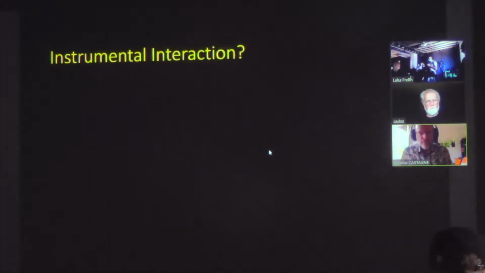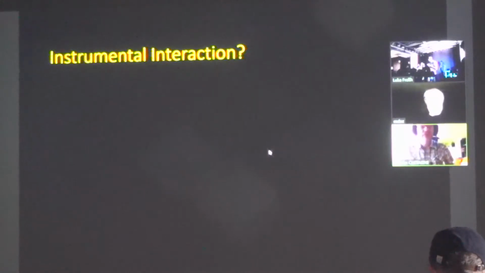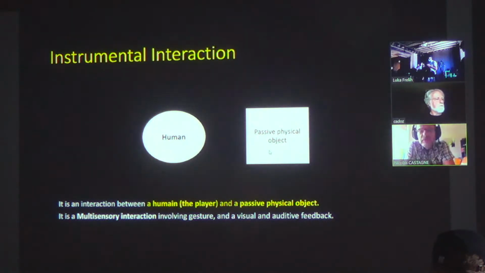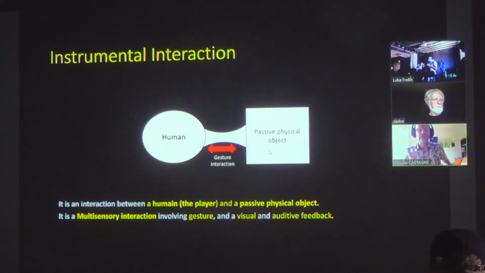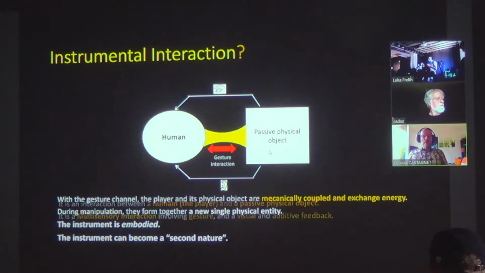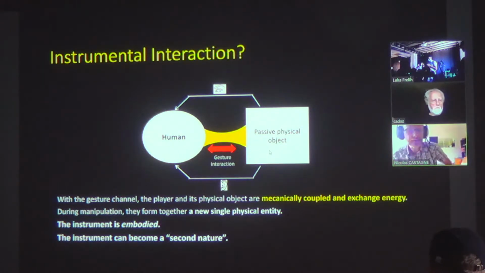What can we say about these three examples? It's an instrumental interaction. It is an interaction between a human, we could call it the player, and a passive physical object. And it is a multisensory interaction which involves gestures, but also visual and auditive feedback. On the gesture channel, the player and its physical object are mechanically coupled and exchange energy during manipulation. They form together, during manipulation, a single physical entity.